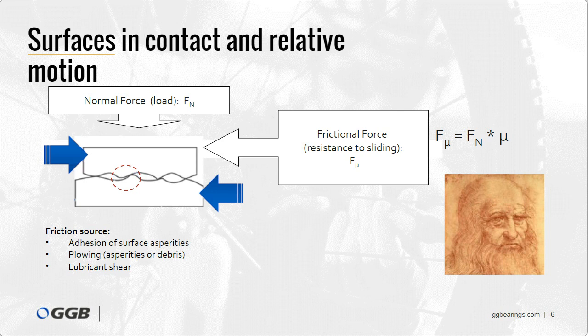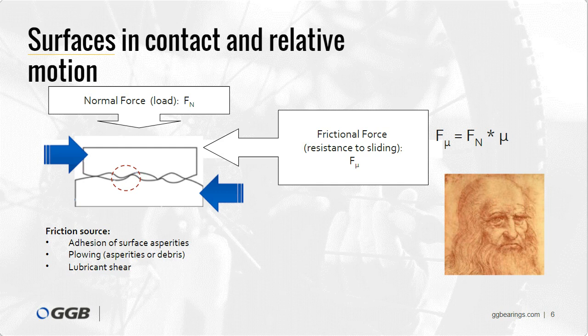So what can cause friction? Well, there are three main sources of friction that affect us. One is adhesive friction, where the surface asperities, which we show here, actually stick together. And that can cause friction. It can result in wear. The second one is plowing, which happens when the asperities cut into each other or when you have abrasive debris.